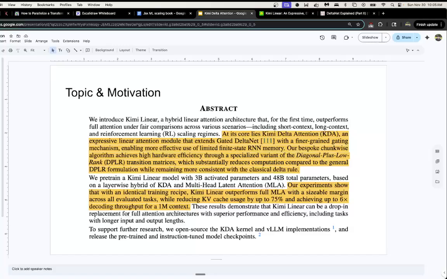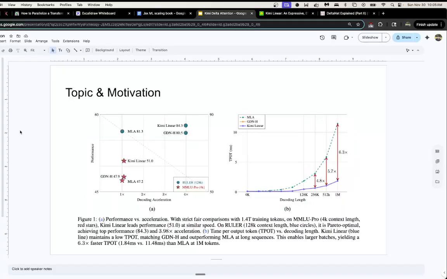And interestingly, there have been a lot of linear attention papers in the past, but this is the first one I've seen that claims to outperform full multi-head latent attention as their baseline, so from DeepSeek. And I thought that was quite interesting. It either matches or outperforms in some evals, which they kind of show here.